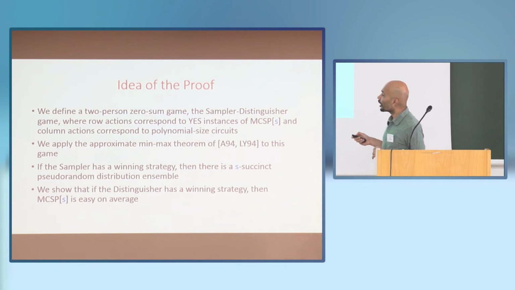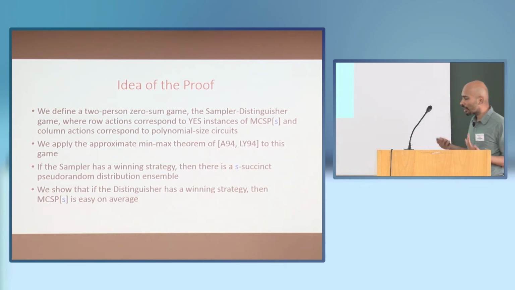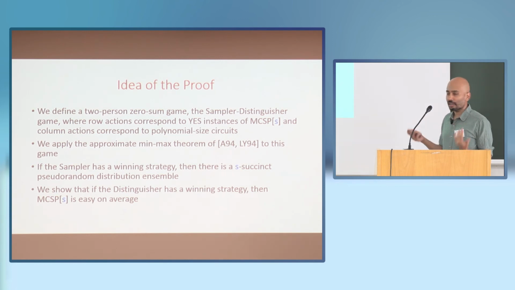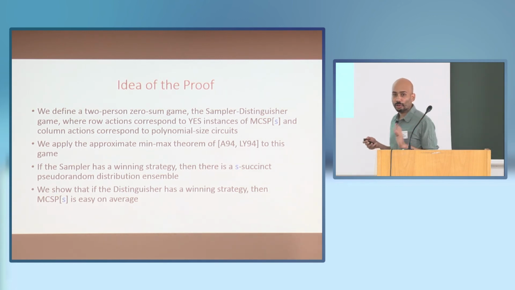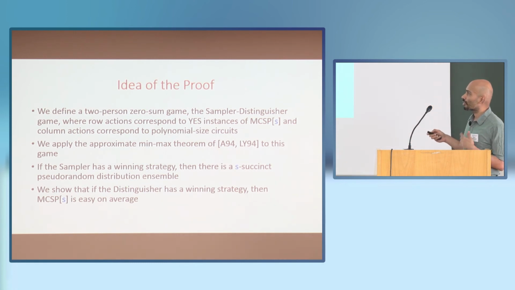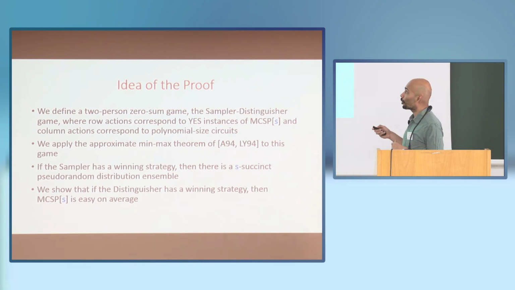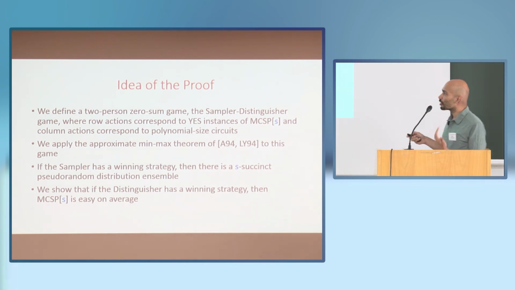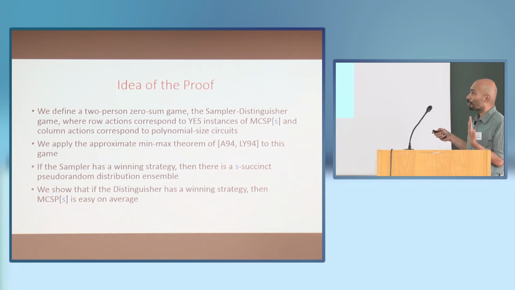So, what's the idea of the proof? It works via approximate min-max theorems, something I think Ronen referred to in his talk as well. You define a zero-sum game where one player corresponds to yes instances of the small circuits, and the other player corresponds to polynomial size circuits. We can apply the approximate min-max theorem to this game and show that if the row player has a winning strategy, then there's a succinct pseudo-random distribution ensemble.